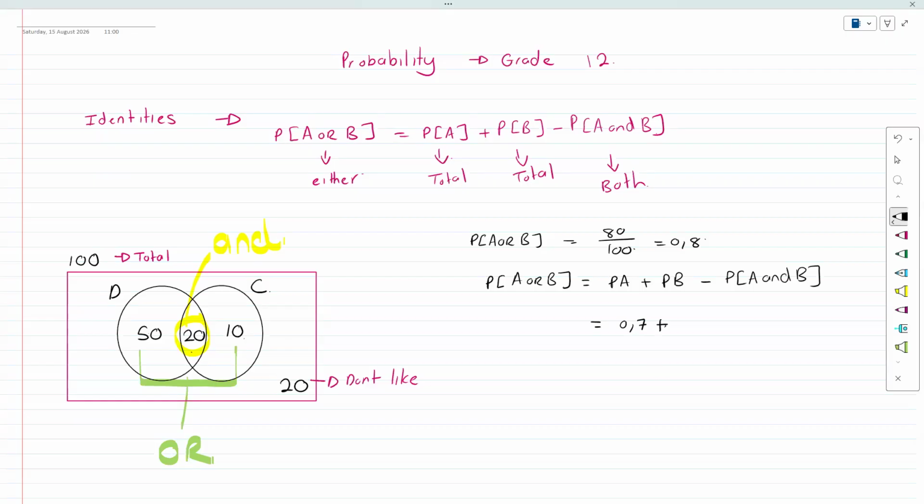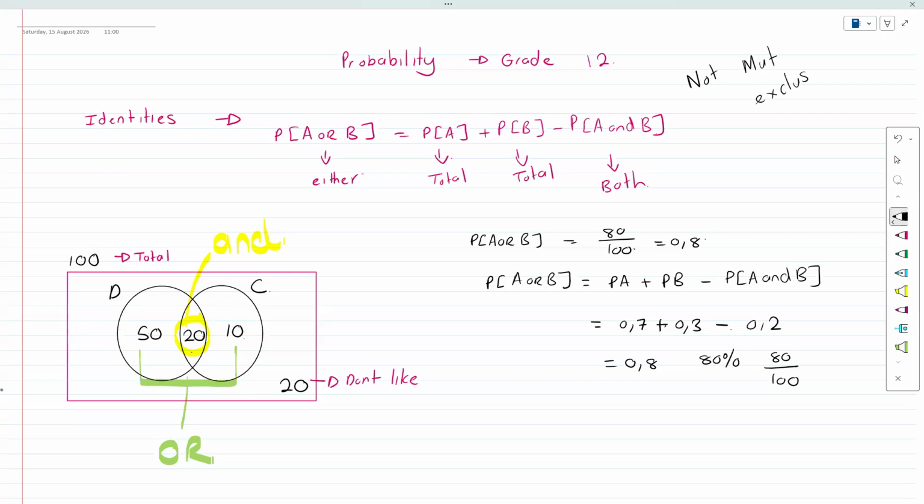Plus the people that like cats: 10 plus 20, so 30 over 100, which is 0.3. I'm making these questions up. And minus P(A and B), which is 0.2. This will definitely equal 0.8, or 80%, or 80 over 100. If you didn't watch the grade 11 video, I understand it's going to be a problem. But that's the first identity that we need to know, and this only works if it's not mutually exclusive.